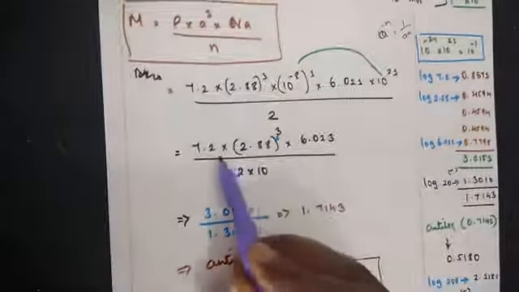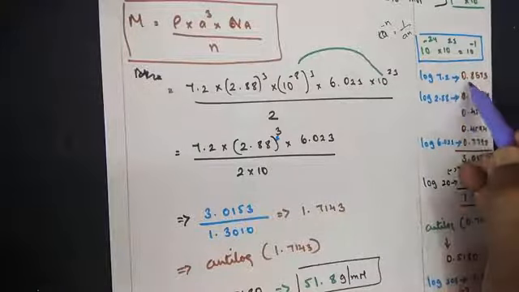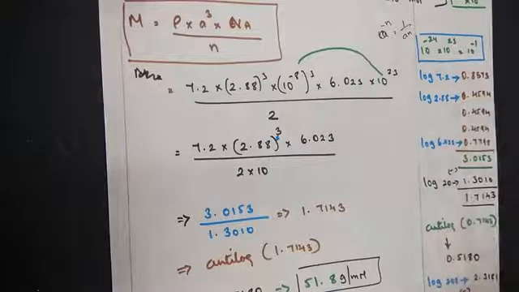The next one, we have to calculate the log of it. So log of 7.2 gives you the value 0.8573.